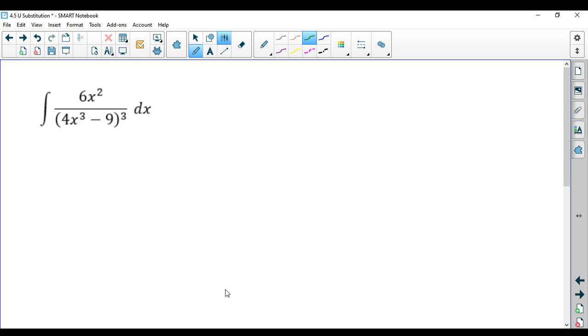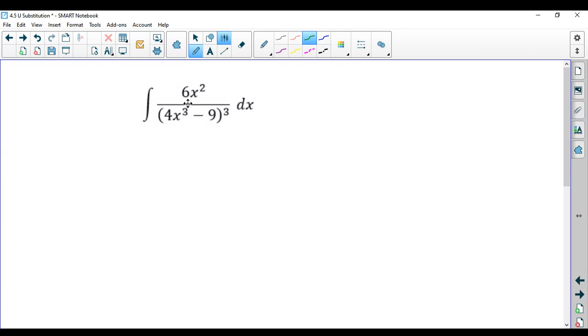All right, one more example. Looks pretty complicated, but let's see what we can do. We'll let u be the inside function here, and it looks like the obvious choice would be 4x cubed minus 9. Think about what the derivative of that is right now. It's going to be 12x squared. See this x squared up here? That means we're probably going to be in very good shape.